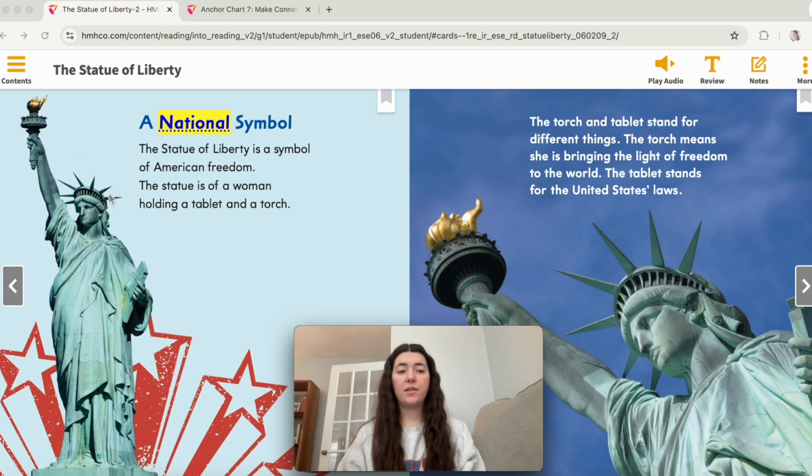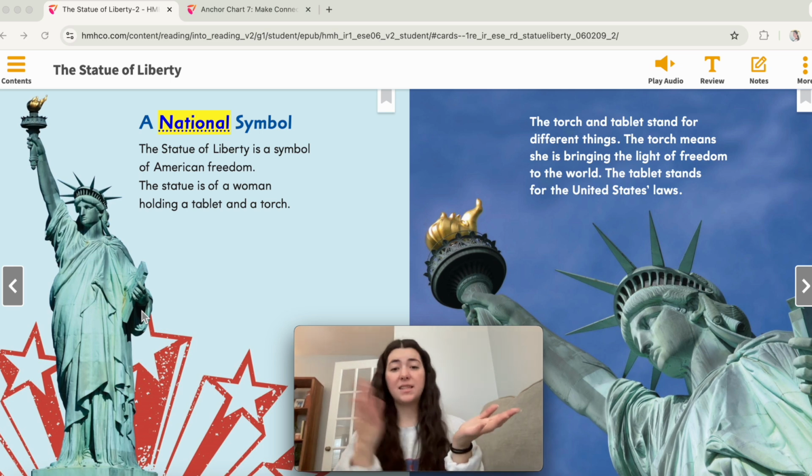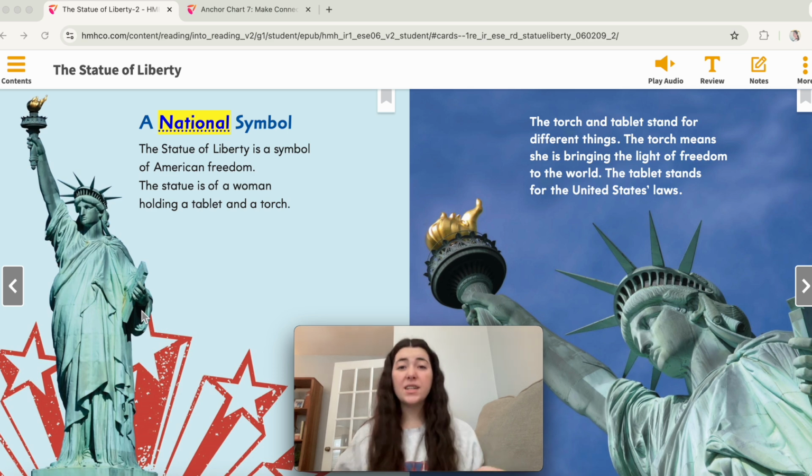So I see here she's holding her torch right here. We can see with the fire. And her tablet right here. Now, I'm already going to draw a connection from the text to myself. When I first heard the word tablet, my brain went to, what do you think? Our tablets in our classroom. And does this tablet that she's holding right here, does it kind of look like the same shape as your tablet?